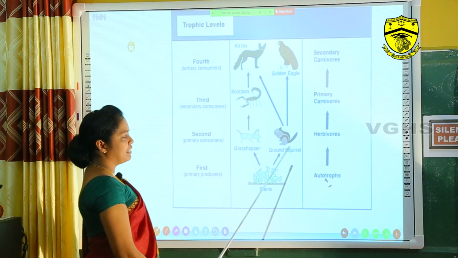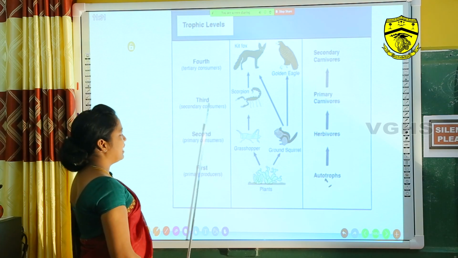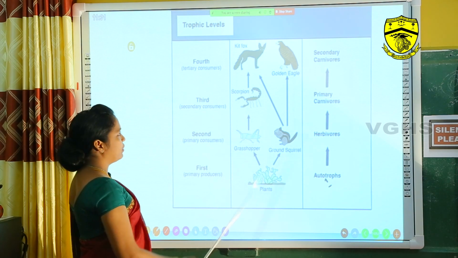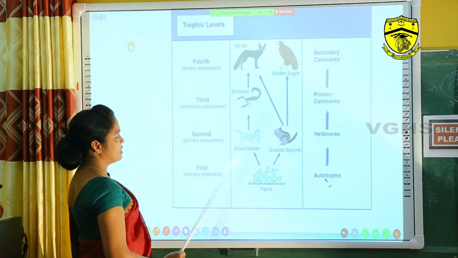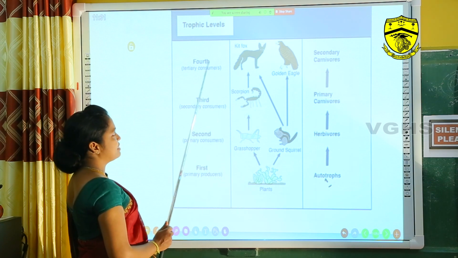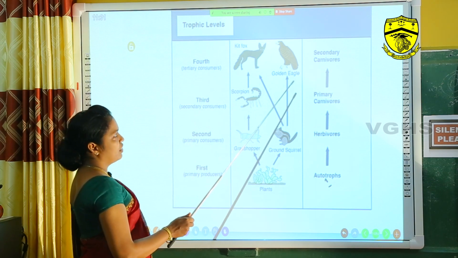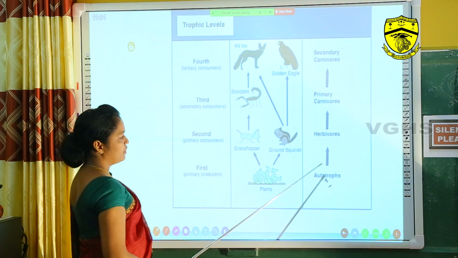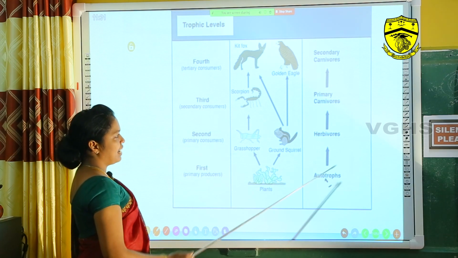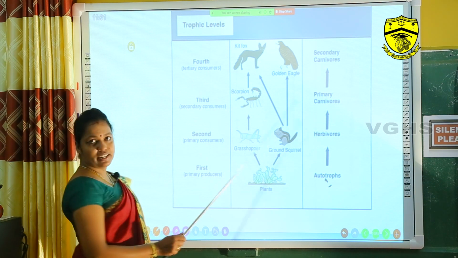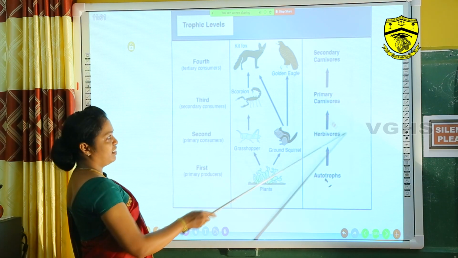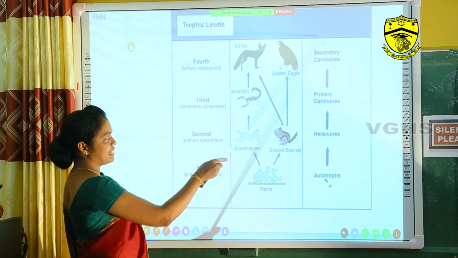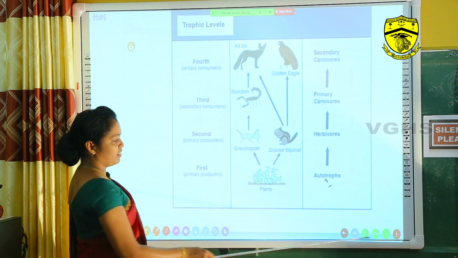Here is an example for the trophic levels. Plant is the producer, and second, the primary consumer, for example the grasshopper and ground squirrel. Next is the primary carnivore, for example the scorpion, and finally the tertiary consumer is the golden eagle. So plant is the autotroph, another one is a herbivore, next is the primary carnivore, and finally the secondary carnivore.